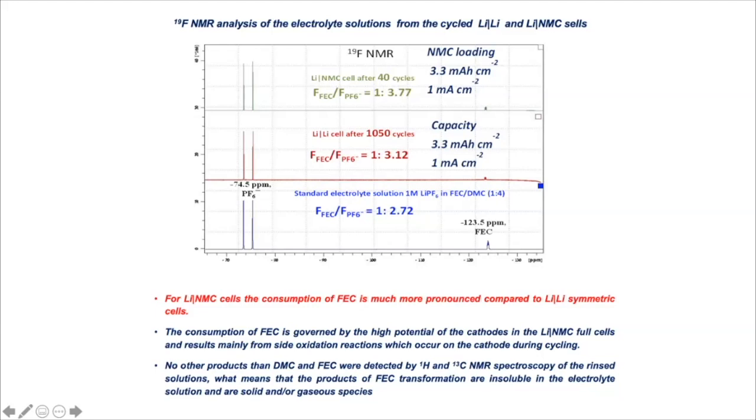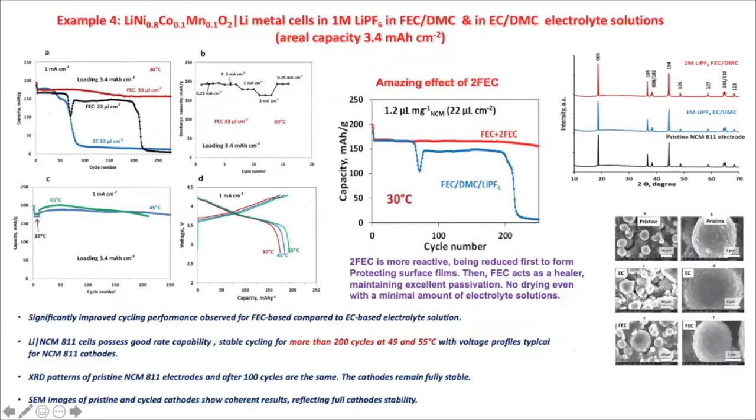We see that we have, in fact, consumption of FEC; the signal of FEC compared to the lithium hexafluorophosphate decreases. So we have here consumption of lithium, and a consumption of the fluorinated solvent because of the cathode. We have crosstalk between the positive and the negative, and this crosstalk deteriorates the passivation of the lithium, so we have more consumption of the reactive species, which is FEC.